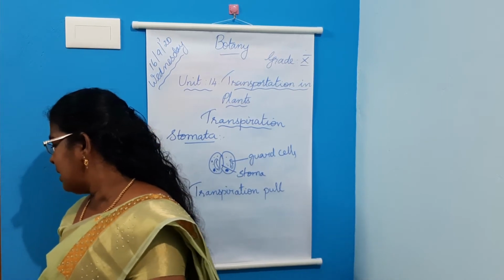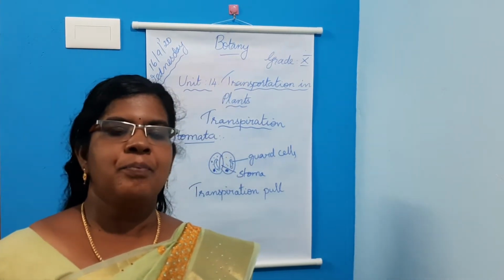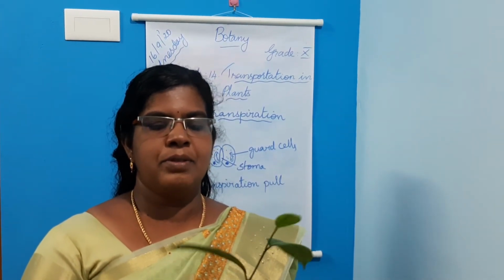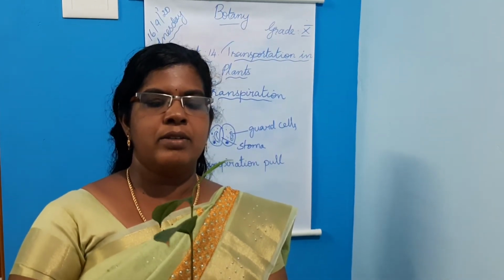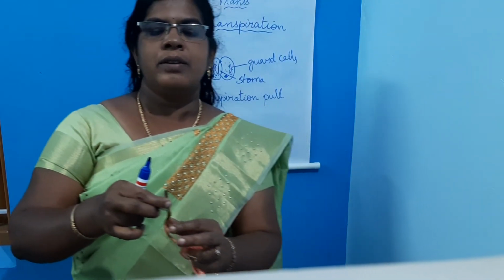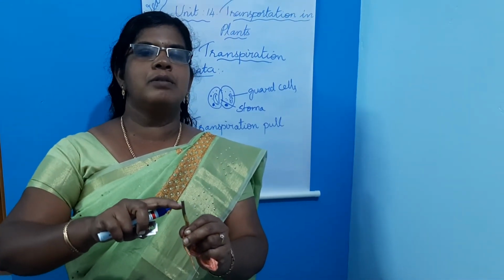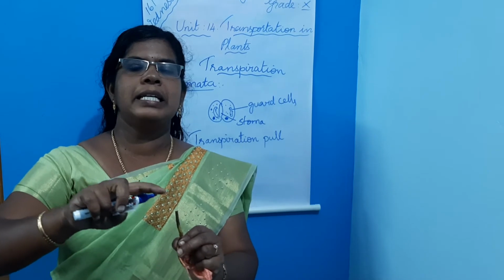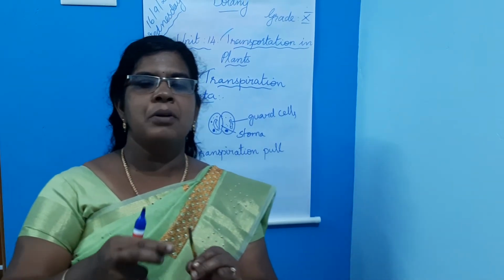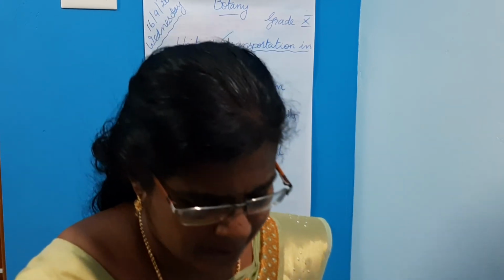Now we can demonstrate this root pressure by a small experiment. Take a thin, weak-stemmed plant and cut the stem horizontally in the morning. After a few minutes, you can see water exuded from the cut end of the stem because of root pressure. Okay. Now, uptake of minerals.